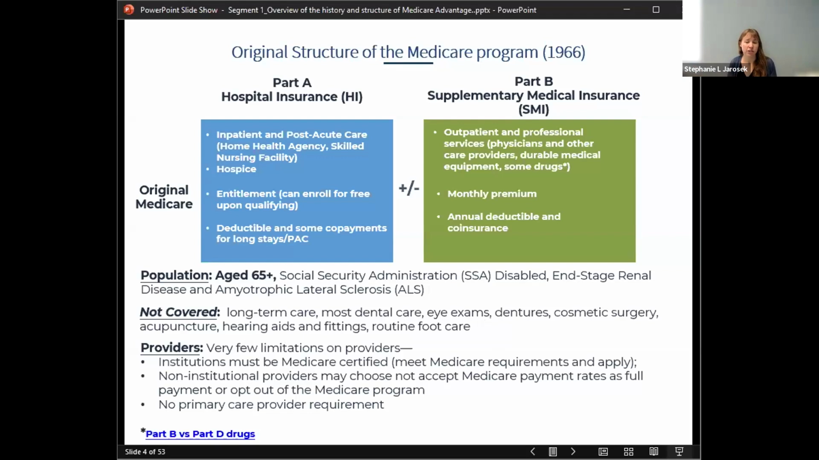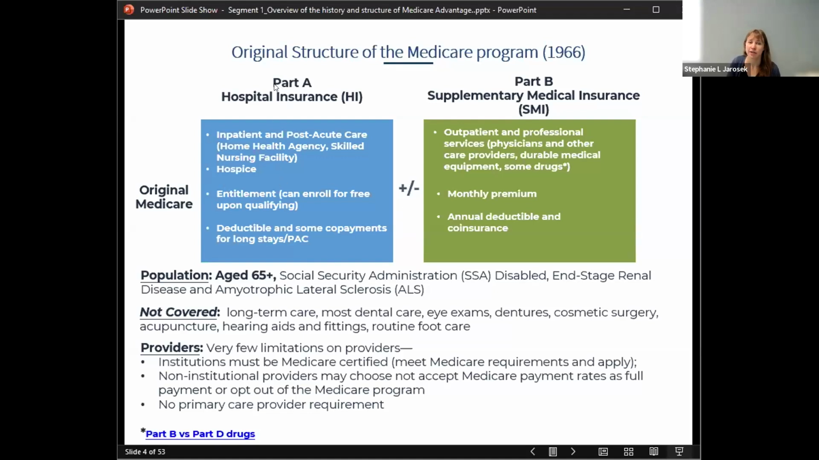Non-institutional providers, so a physician may choose not to accept Medicare payments as the full payment, or they could opt out of the Medicare program, but far and away, most physicians will accept Medicare payment, and then there's no restriction. Any beneficiary can see any Medicare physician. And there's no requirement for having a primary care provider. It's encouraged, but there's nothing that is required there.